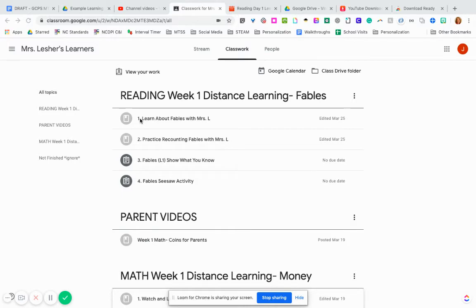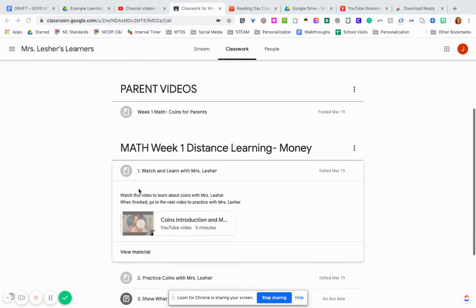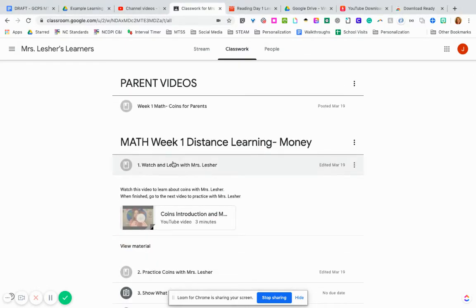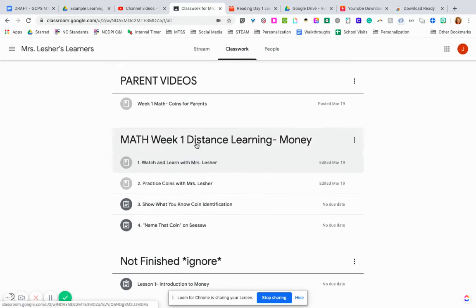And then even within that, so students and parents know what order to go in, the assignments and posts are labeled 1, and then the topic of this assignment, or topic 2, 3, 4. Same thing for math, math week 1 and the topic, and then within that, the topics and assignments are labeled with the number 1 and then tells what it is as well.